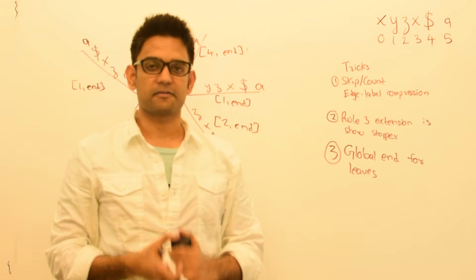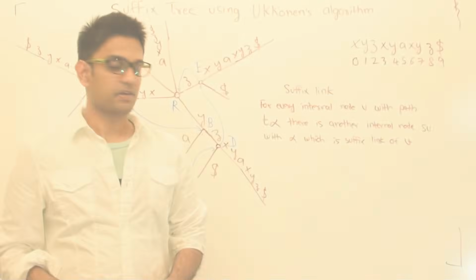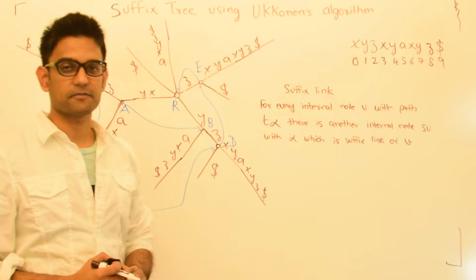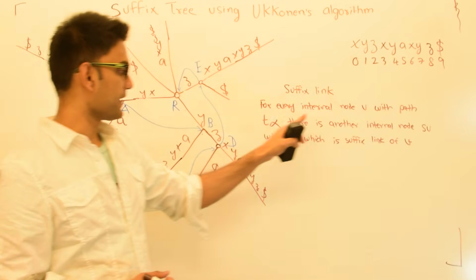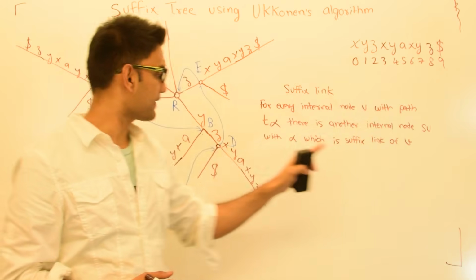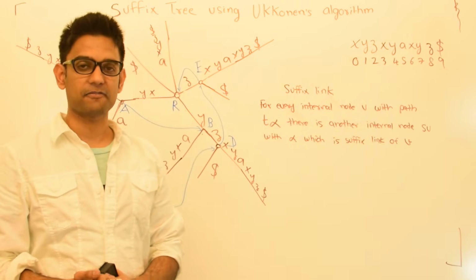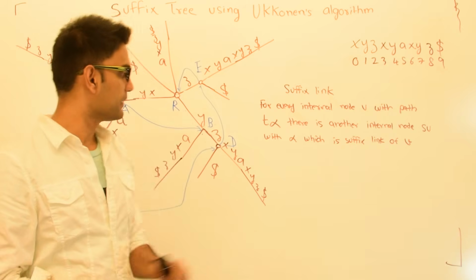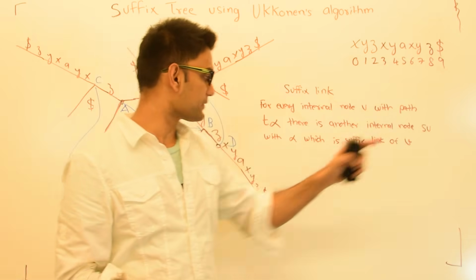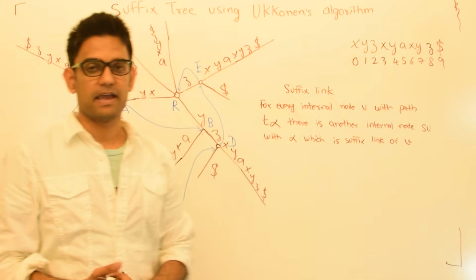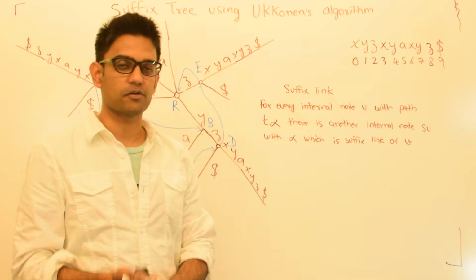Next, let's look at the suffix link. So here I have a suffix tree for this string. So let's understand what suffix link means. For every internal node v with the path t alpha, where t is a single character while alpha is 0 or more characters, there is another internal node s(v) with path alpha, which is the suffix link of v. If alpha is null, then the suffix link is root.